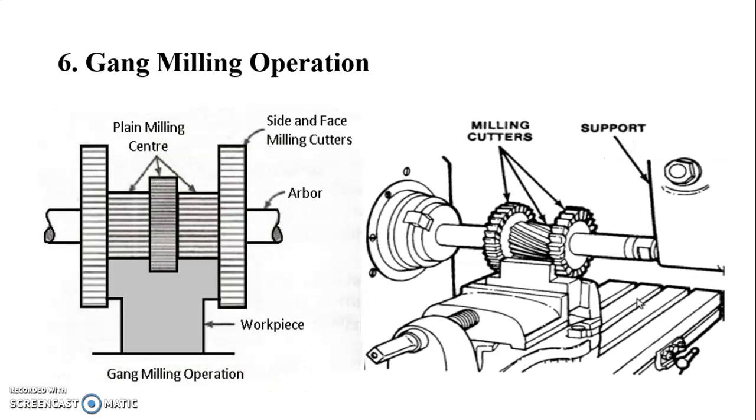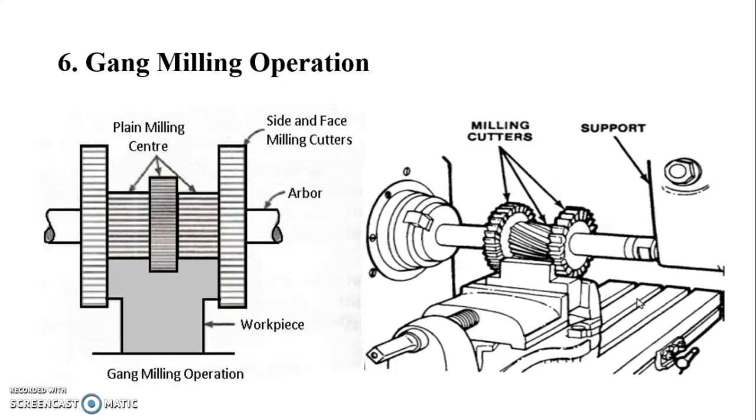Then next, that is the gang milling operation. Gang milling is the term applied to an operation in which two or more milling cutters are used together on one arbor for machining a number of horizontal surfaces of a job. A cutter may perform the same type of operation, or each cutter may perform a different type of operation. So the diameter of the cutters may be the same or different.